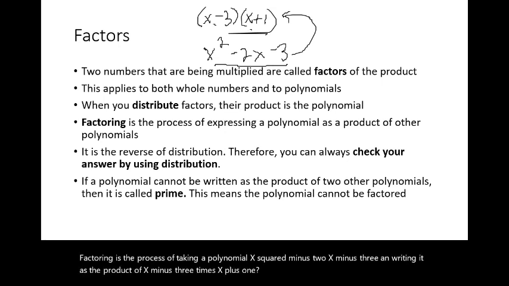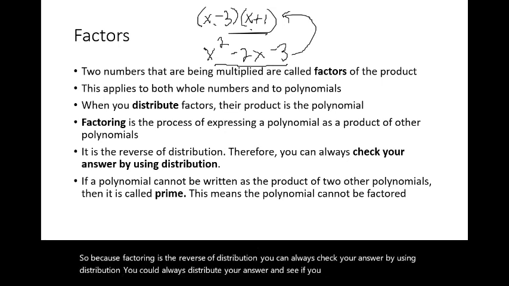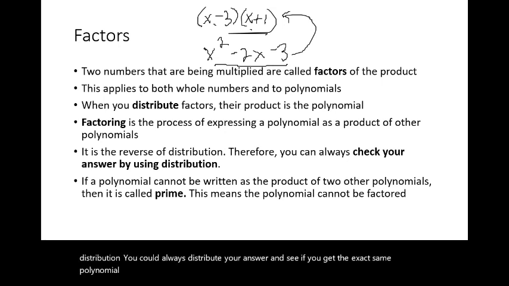Because factoring is the reverse of distribution, you can always check your answer by using distribution. You could always distribute your answer and see if you get the exact same polynomial back. If you do get the exact same polynomial back, that means you did it correctly. If you do not get the exact same polynomial back, that means you did something wrong in your factoring.